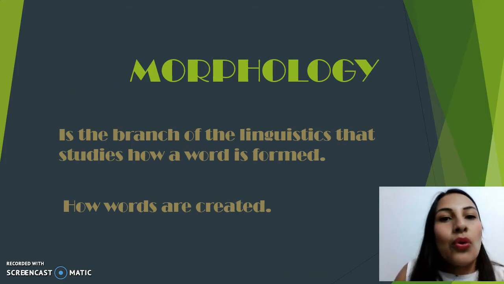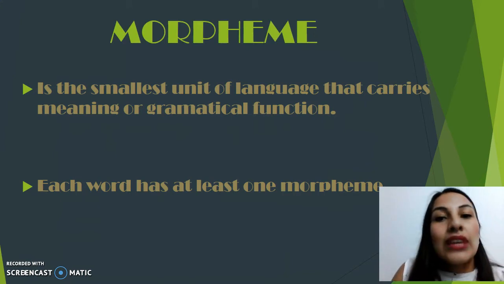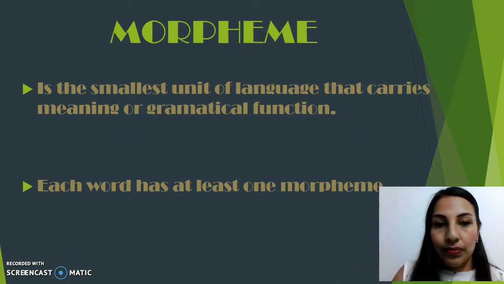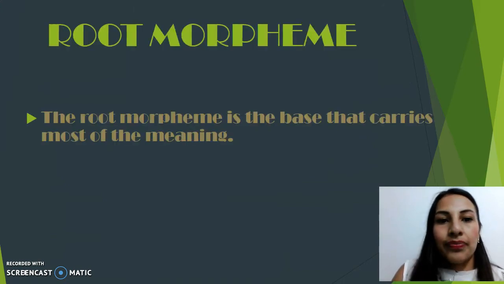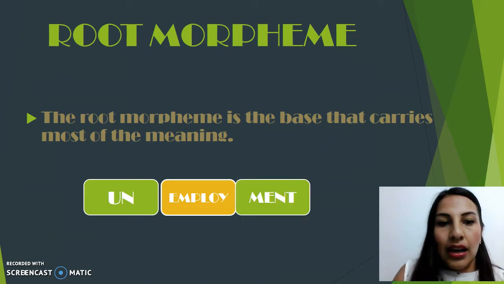First, we need to know what a morpheme is. A morpheme is the smallest unit of language that carries meaning or grammatical function. Each word has at least one morpheme. Root morpheme is the base that carries most of the meaning. For instance, in this word, unemployment, this part, employ, is the root morpheme of this word.